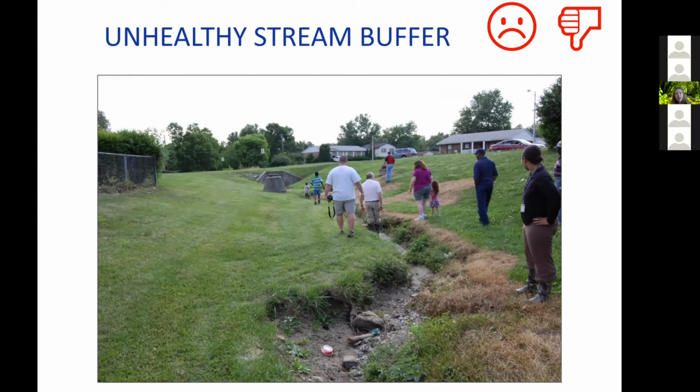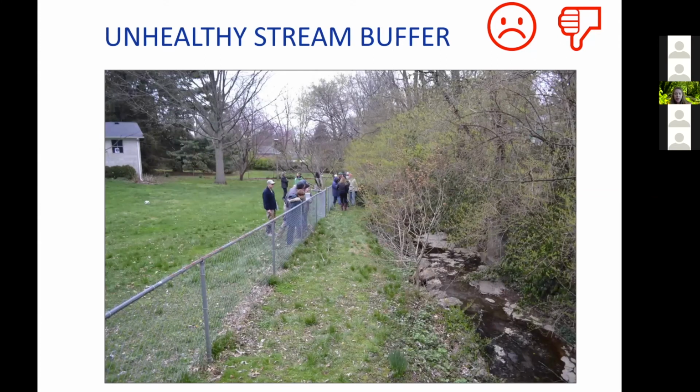This is another example of what I would consider an unhealthy stream buffer. It's not the worst I've ever seen, but it does have vegetation. This happens to be in the winter, so lots of things are dormant. But if you're well versed in invasive species, you'll notice that the right bank of the stream does have winter creeper and honeysuckle that's growing there. The left bank doesn't have much vegetation.